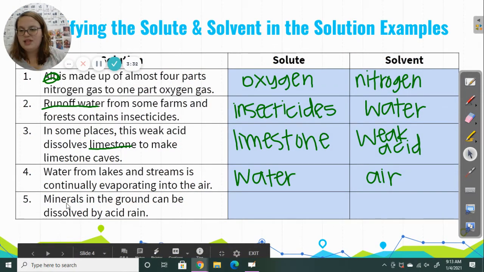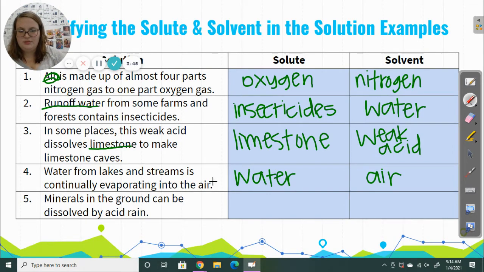This last one says minerals in the ground can be dissolved by acid rain. So what's being dissolved? Minerals. And then what's doing the dissolving would be acid rain.